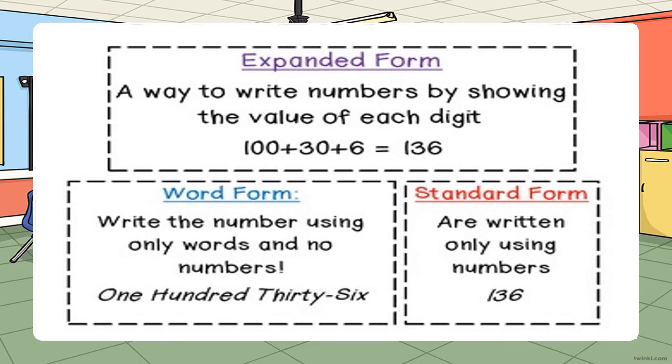Look at the word form. The word form is one hundred thirty-six. Now look at 30 and 6. There is a dash in between the 30 and the 6. Anytime you're writing numbers from 21 to 99, there is a dash in between. All right, and we see the standard form.